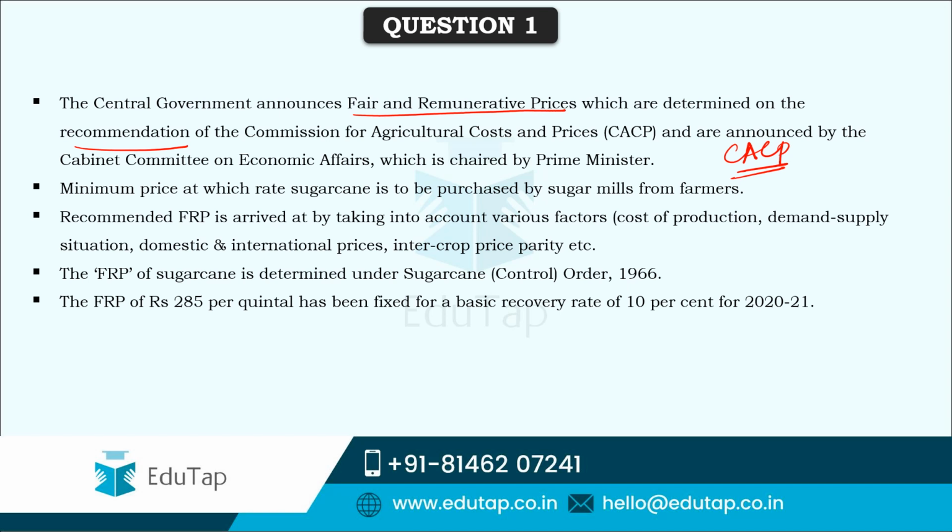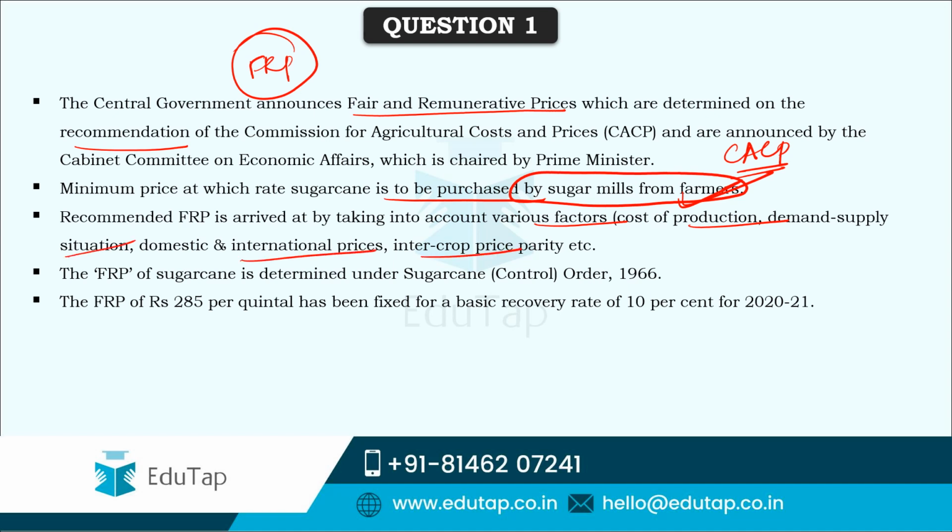Now this FRP is nothing but the minimum price at which the sugarcane is to be purchased by sugar mills from the sugarcane farmers, and this FRP, as usual just like MSP, is arrived at by taking into account various factors like cost of production, demand supply situation, domestic and international prices, and intercrop price parity, that is various crops' prices. All these are taken into consideration and then this FRP is arrived at.